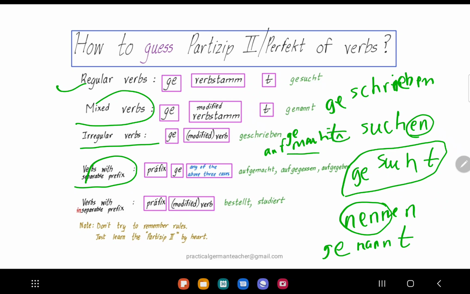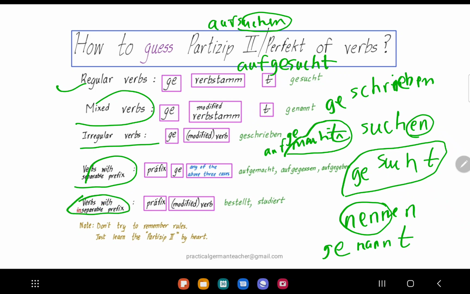find the participle two of the rest of the verb. So machen is gemacht. For example, there's also this verb aufsuchen. I think it means to visit, right? So you write auf, you write ge over here, and what is the participle two of suchen? You already know. Gesucht, so it is aufgesucht. Okay, then you have verbs with inseparable prefix. If you want to follow the rule, so for example, bestellen: stellen is a verb, it means to put. Then you have bestellen, it's an inseparable prefix, so you don't add ge, you just add t at the end. Also you have to modify the verb.